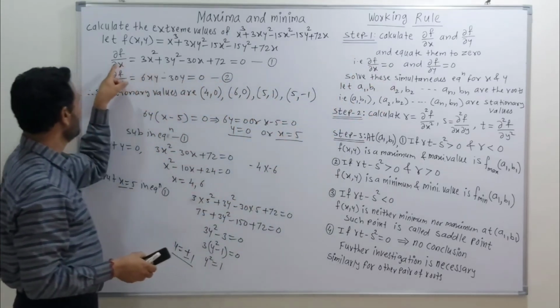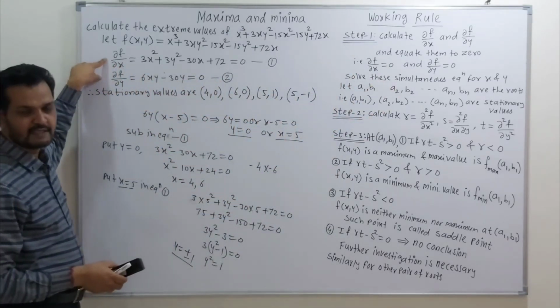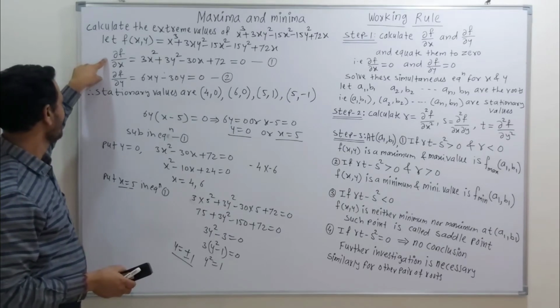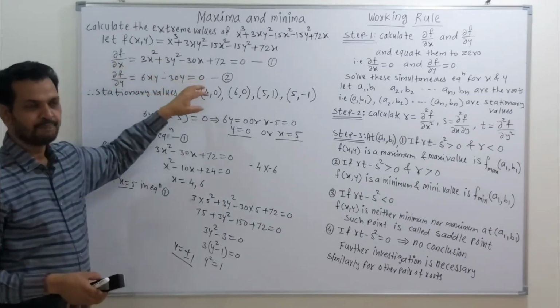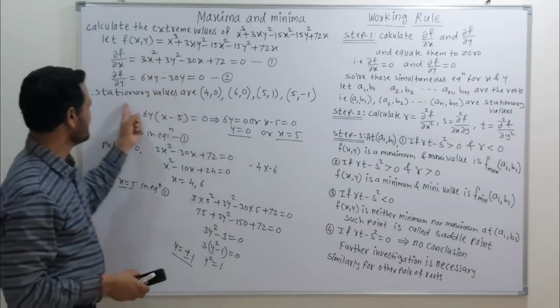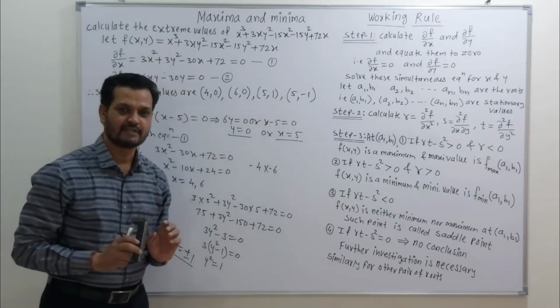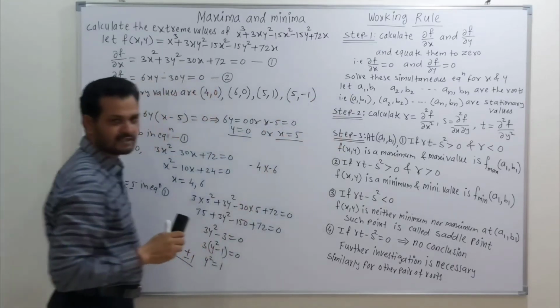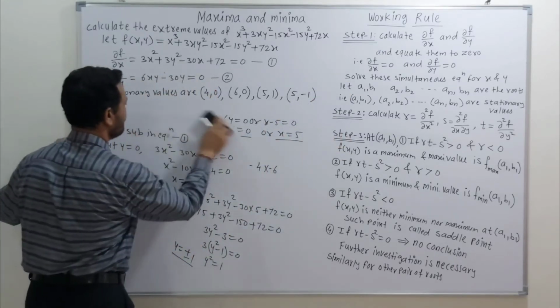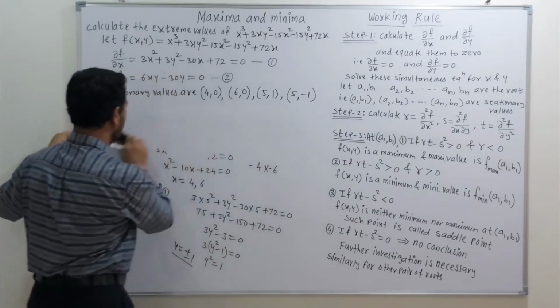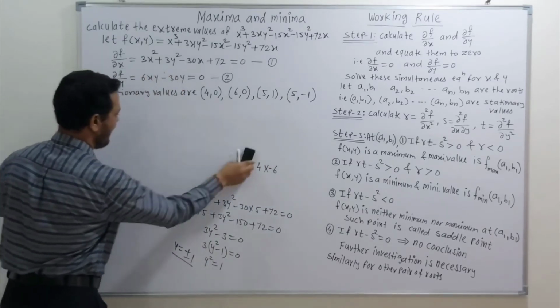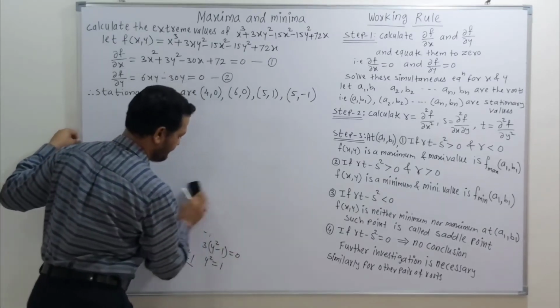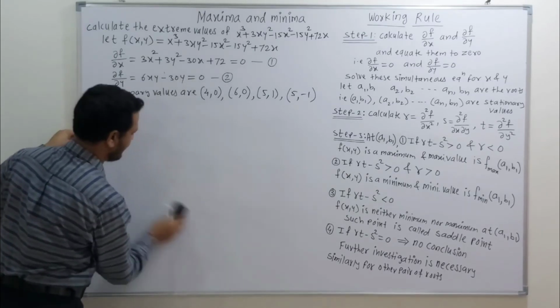In step number 1, we equate the partial derivative with respect to x to 0 and the partial derivative with respect to y to 0, and we solve these two simultaneous equations. We get such stationary values. So now friends, after step number 1, let's obtain step number 2. Step number 2 says to find the values of r, s and t. So let's find out the values of r, s and t.